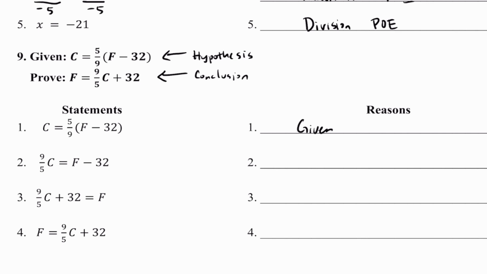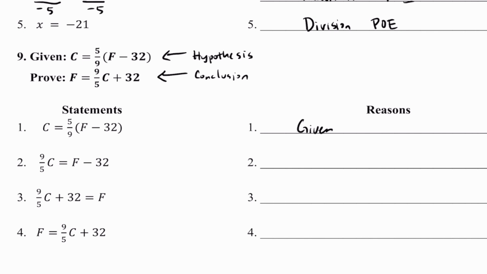However, if I use the distributive property, well, 5 over 9 times f would be 5 over 9f, right? Well, if I look at the second statement, I don't see a 5 over 9f. In fact, this fraction went to the other side of the equation, but just flipped. So that means I need to do something different. If I can't use the distributive property here, then I need to recall some other algebra property.